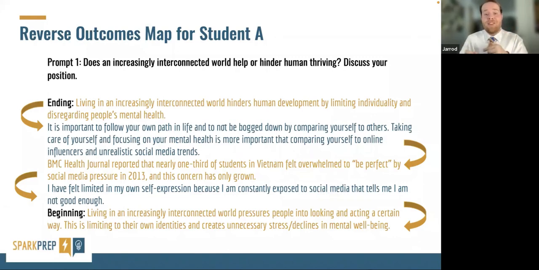And finally, that brings us back to our beginning. Living in an increasingly interconnected world pressures people into looking and acting a certain way. This is limiting to their own identities and creates unnecessary stress and declines in mental well-being. And for many of you out there, you might realize the ending and the beginning look pretty similar. There's a reason for that.